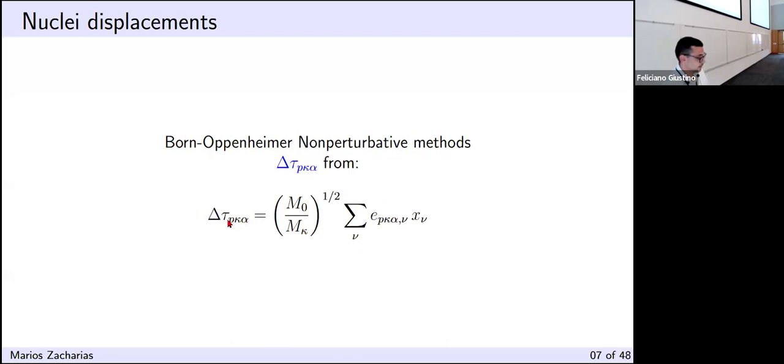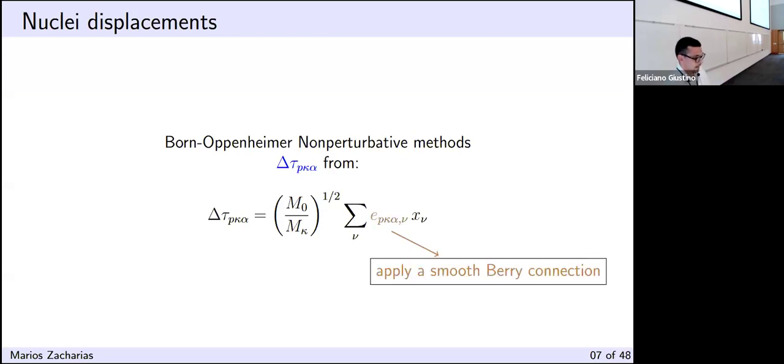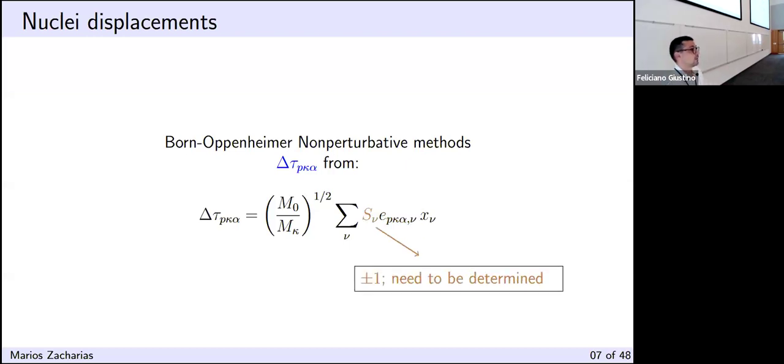Here, the nuclear displacements are obtained with this scaling factor from the masses. M_k is the mass of the atom, and M_0 is the reference mass, which we take to be the proton mass. The summation runs over all phonon modes, e is the phonon polarization vector, and x_nu are the normal coordinates. So we're going to use this expression for displacing our nuclei deterministically. If we assume that we can apply a smooth Berry connection to the phonon polarization vectors, then we can introduce an extra variable, which is the signs of the phonons.